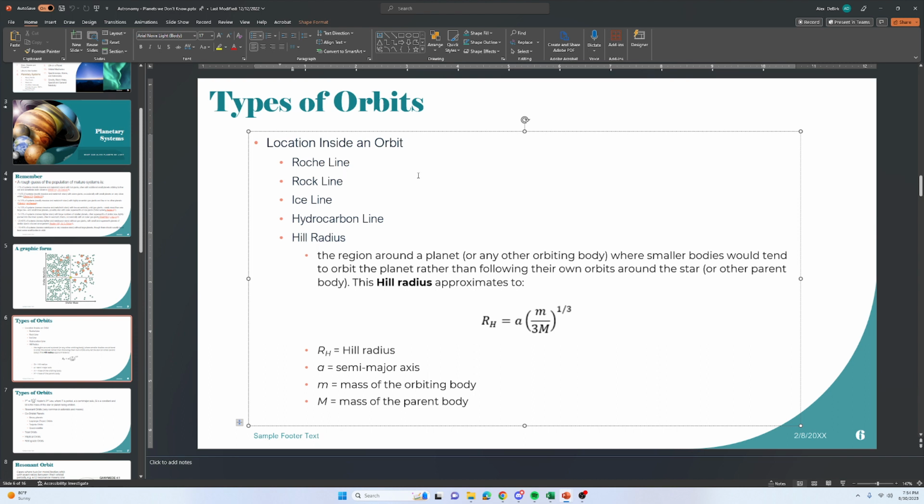The Roche line is a line where you're so close to the star that the tidal forces are stronger than your own gravity. And so the tidal forces from the star that you're orbiting breaks you apart, and you just become a bunch of debris. Planets have Roche lines too.